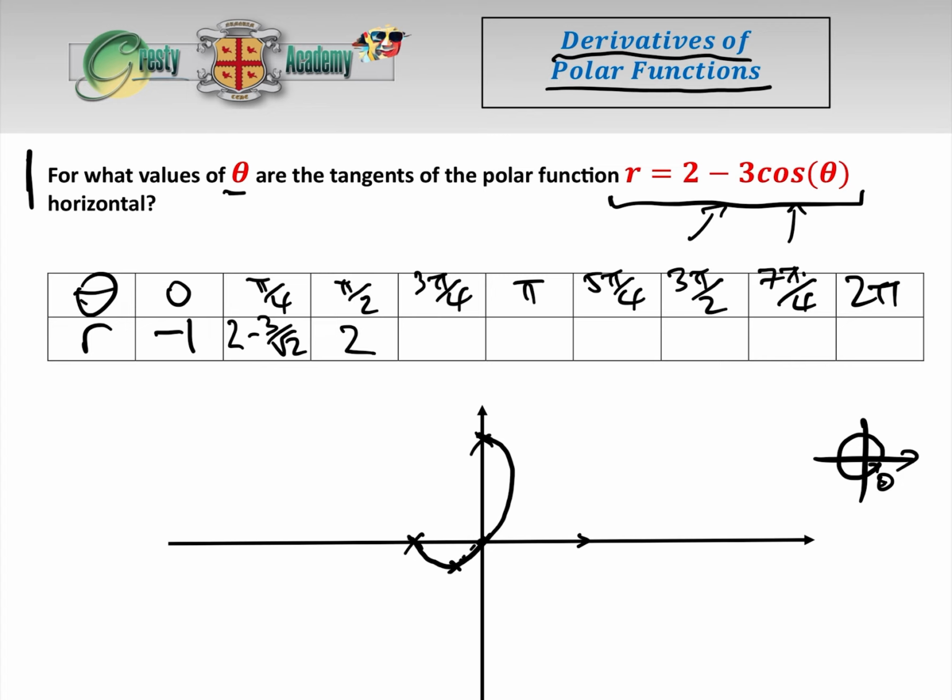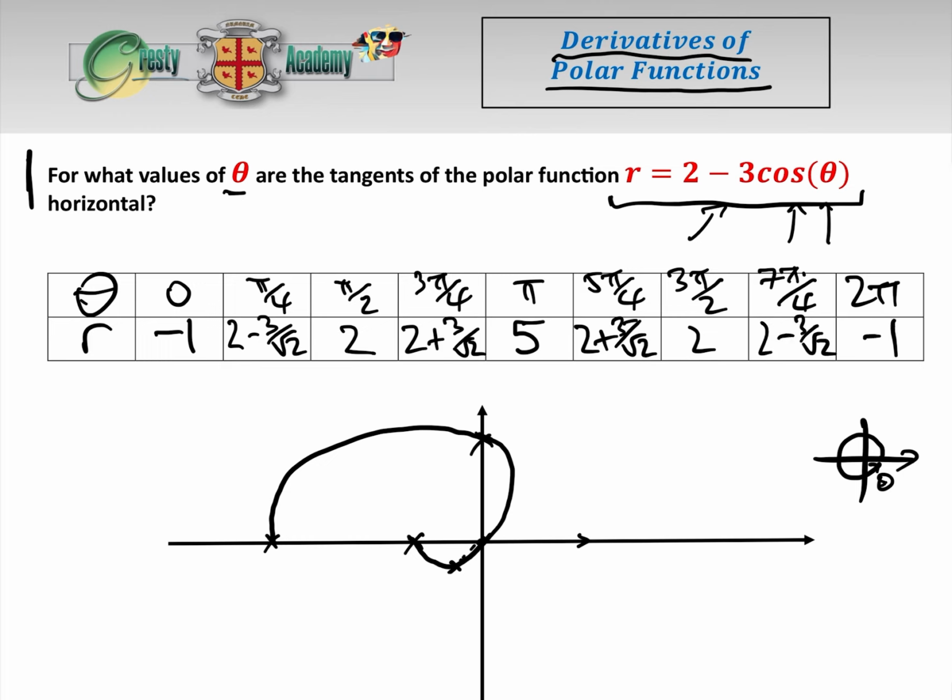Okay, this is bound to be an awful drawing, and my apologies. So 3 pi over 4, well, cos of 3 pi over 4 is going to be minus 1 over root 2, so this would be 2 plus 3 over root 2, and then at pi it's going to be 5, because cos of pi is minus 1, so that'd be this point about here. So then it goes around here like this, and then basically we just have the symmetrical bit of it. So this is here 2 plus 3 over root 2, 2 minus 3 over root 2 and minus 1, and that's going to make the rest of it look something along the lines of that.